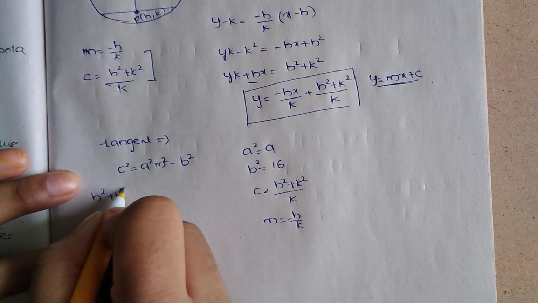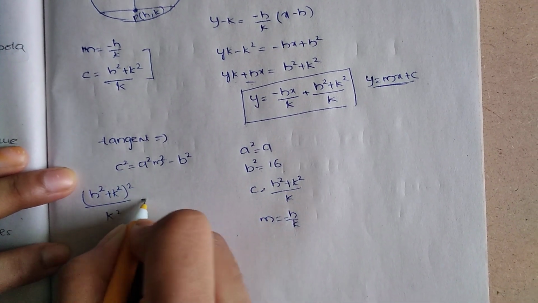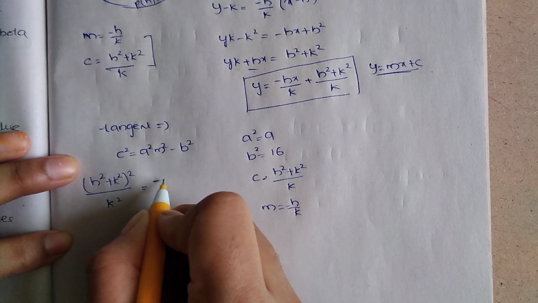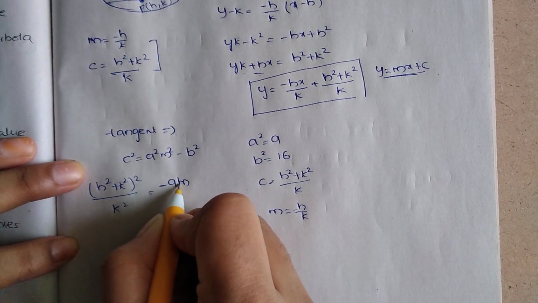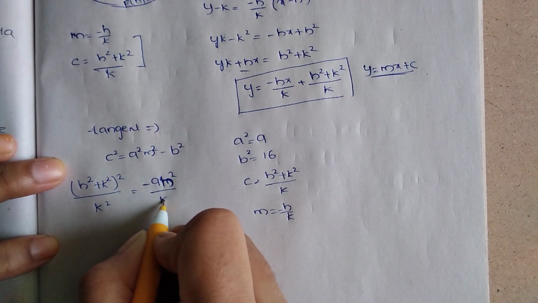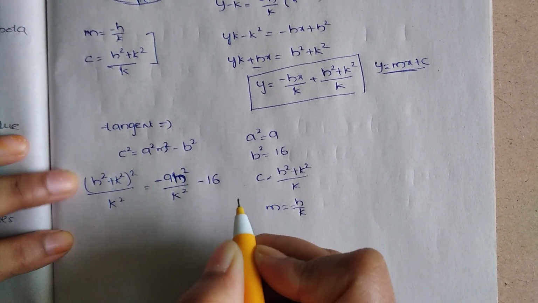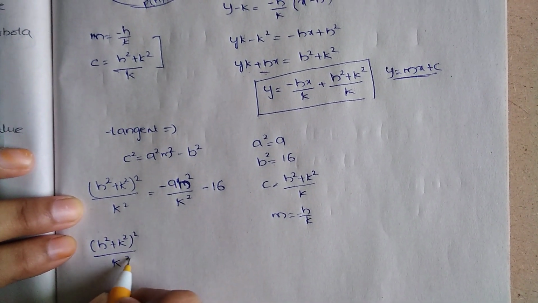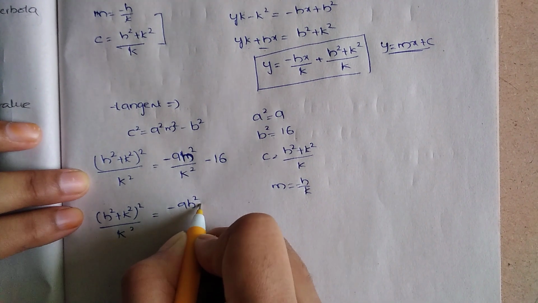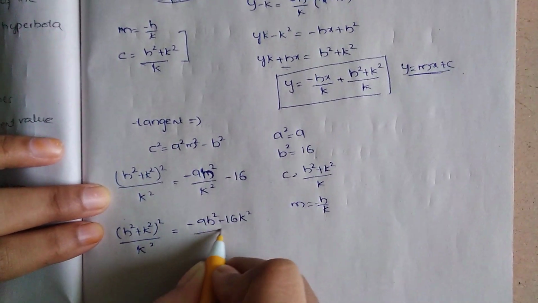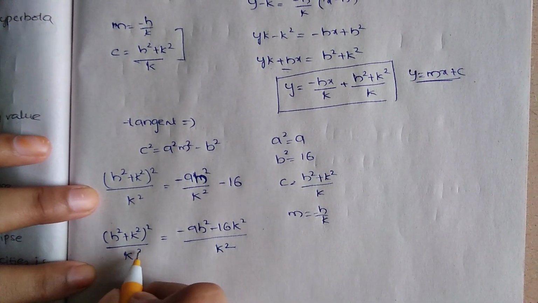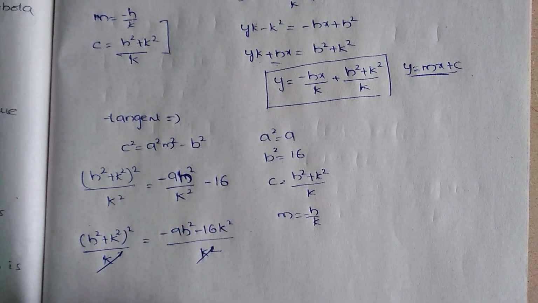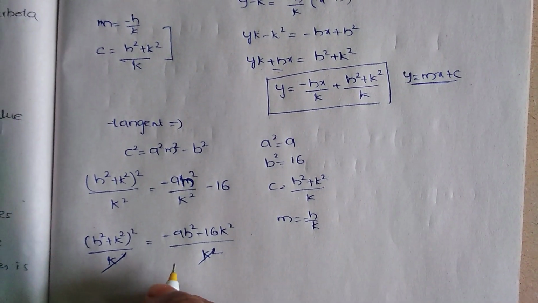h square plus k square whole square by k square is equal to what is it? Minus 9, sorry, it is h, right? 9 h square by k square minus 16. Yes, h square plus k square whole square by k square is equal to 9 h square minus 16 k square by k square. Yes, k square and k square get cancelled. Yes, agree.